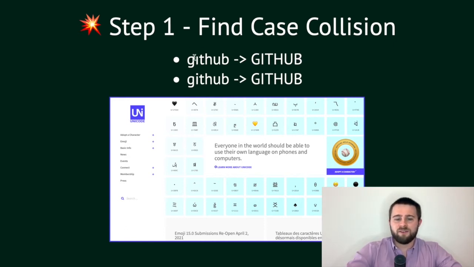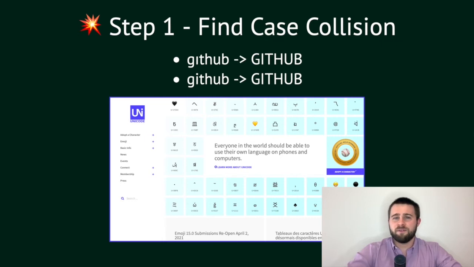The first one uses an I without a dot. This is a Turkish letter, and the one on the bottom uses the Latin I with a dot that we're used to using in English. Both these strings map to the same uppercase string.